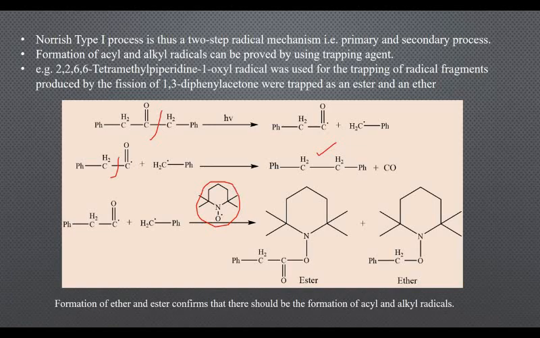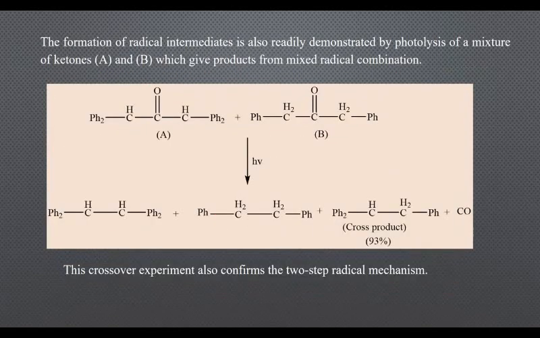Here it is 2,2,6,6-tetramethylpiperidine 1-oxyl radical, and we obtain an ester and ether, which is only possible if there is an acyl radical, then ester is formed, and if there is an alkyl radical, ethers are formed. As both these products are formed, it is proved that the primary process leads to the formation of acyl and alkyl radicals.